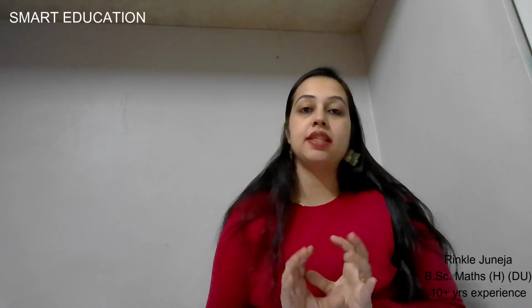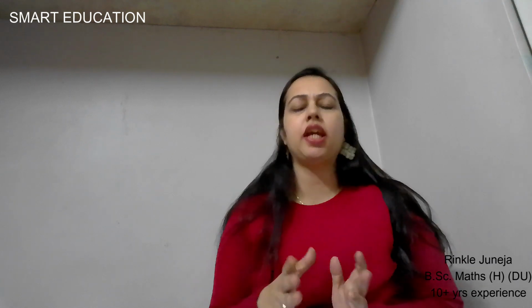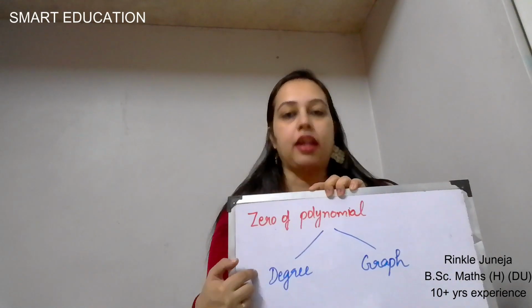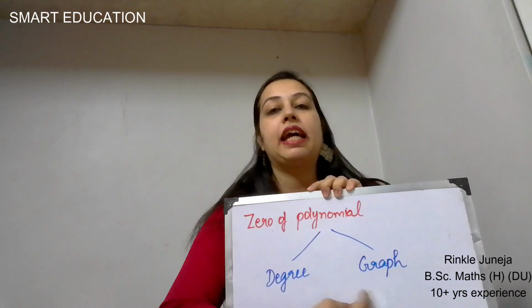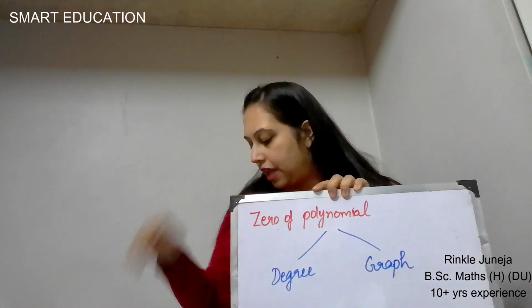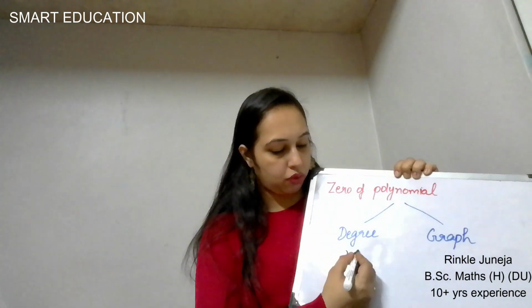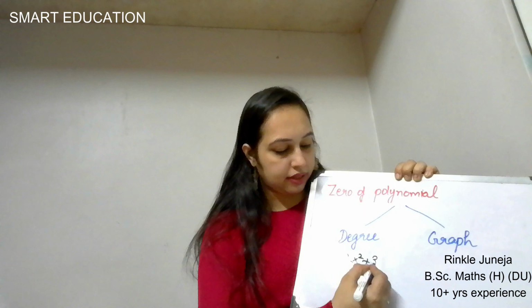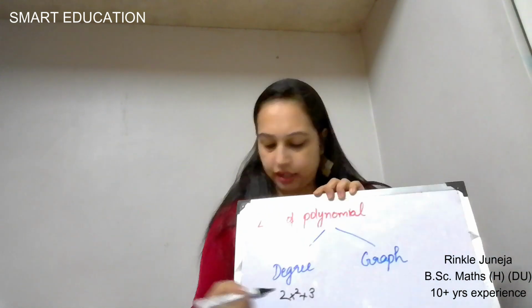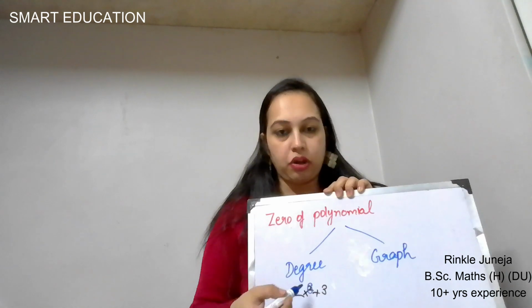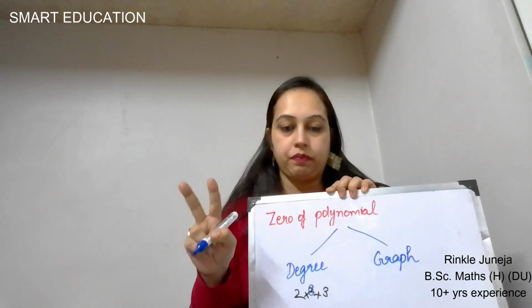हमें कैसे पता चलेगा कि किसी polynomial के कितने zeros हैं, मतलब उसके कितने solutions हैं, कितनी values हैं उस variable की. So to identify that, we have two methods. One method is to look at the degree of the polynomial. Second is to look at the graph of that polynomial. I'll just explain it in detail. For example, you are given a polynomial 2x square plus 3. So here the degree of the polynomial is 2. So this polynomial will have two zeros.